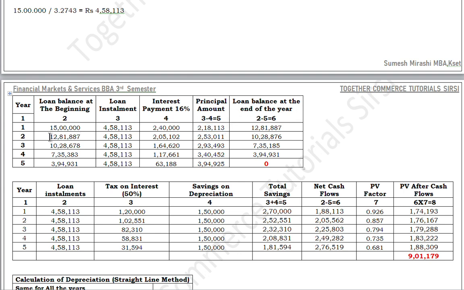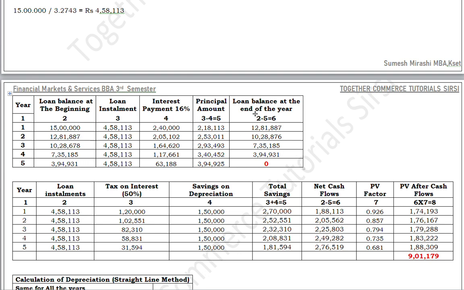Now you will be confused with this part. Where are these numbers coming from? These numbers are coming from here. This number is coming here. That means the closing balance of the first year will become the opening balance of the next year. Similarly, the closing balance of the second year will become the opening balance for the next year. See here, 7,35,185. One more typing error, it should be 185 here. Then this is coming here.